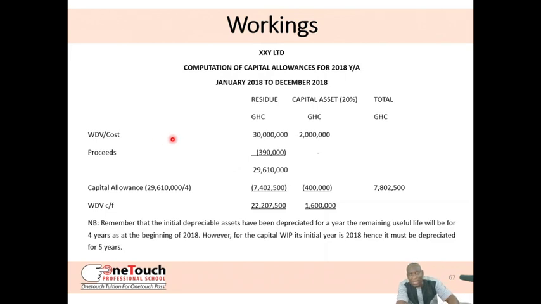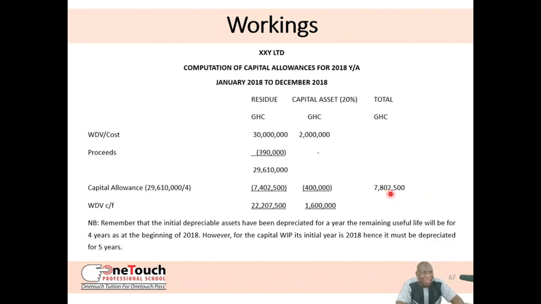Then the question, we're told that they have a written down value of their balance of capital allowance and expenditure of 30 million. But they sold some depreciable assets, I told you. So the proceeds from the sale, I told you, must be subtracted. And whatever written down value is left, you look out for the remaining useful life. And we're told that only 1 year capital allowance has been written off. Therefore, you divide this figure by 4. And that will be the capital allowance for the residue. And when you add the two figures together, it will give you the total capital allowance of what? 7,802,500. That's all.